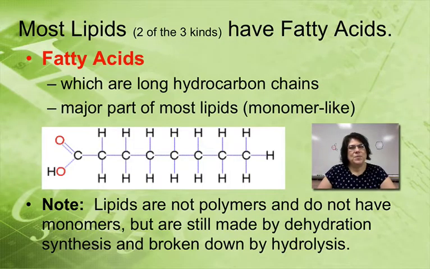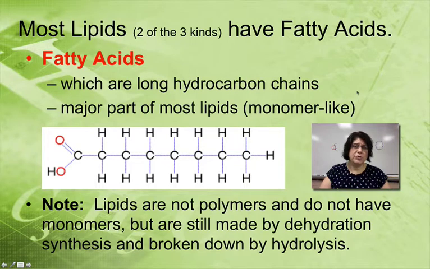All right, so 2 of the 3 kinds of lipids that we're going to talk about do have fatty acids. There is not one common monomer that all lipids have in common. And carbohydrates, remember, it was the monosaccharides. They do all have that. Lipids, 2 of the 3 kinds have fatty acids, so this is as close to a monomer as we're going to get. What is a fatty acid?